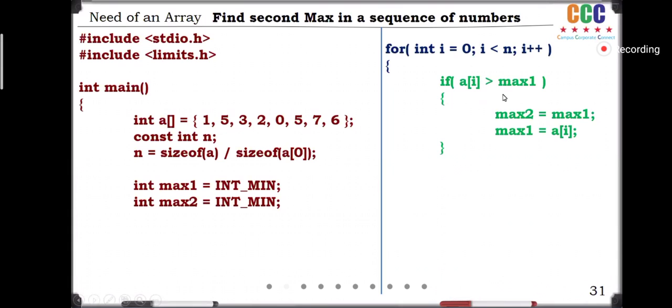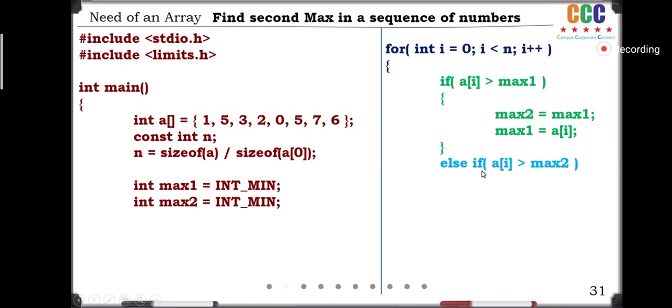For example, if max 1 is say 20 and max 2 is 5, and the current element is 15. 15 is not greater than 20, so I cannot just skip it. I have to store that as max 2, because max 2 is 5 and 15 should be the next max, right? So in the else, I have to put a condition.